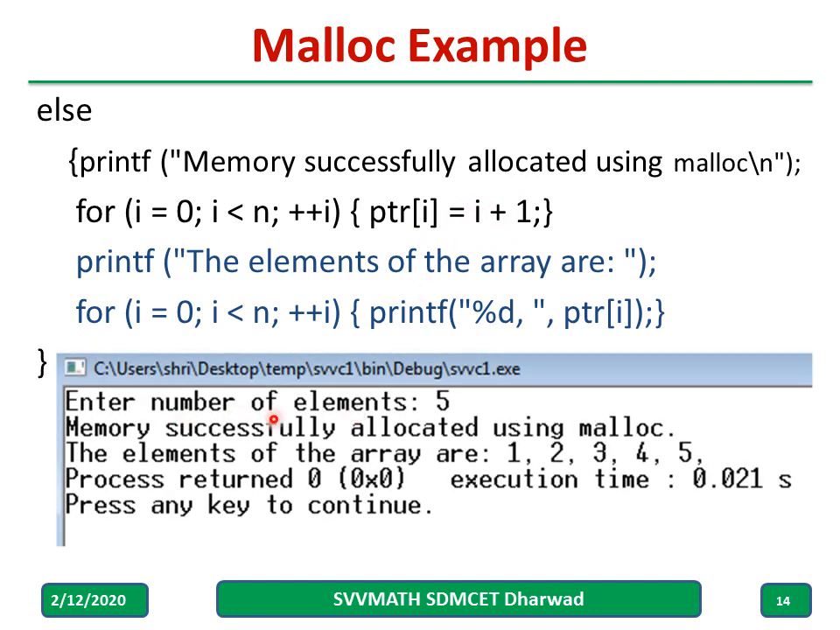Yeah. So enter the number of elements: 5. Memory successfully allocated using malloc. The elements of the array are 1, 2, 3, 4, 5.